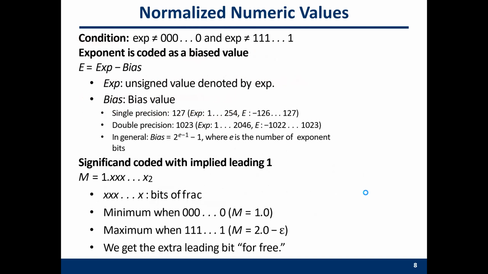So let's talk about the most common case where the EXP is not all zeros and not all ones. Then the sign bit is simple. If it's negative, then it's a 1. If it's positive, it's a 0. This is the same as the fixed-point binaries or two's complement value.